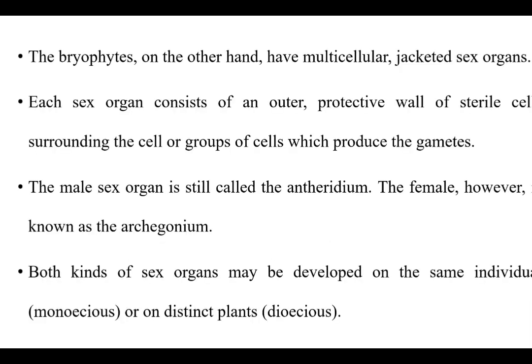So the bryophyte has multicellular jacketed sex organs. Jacketed sex organ means a jacket cell is present around the sex organs of bryophytes. That means they have a protective sterile cell surrounding their gametes. The male sex organ is called antheridium and the female sex organ is called archegonium. Both sex organs are borne on the gametophytic plant of the bryophyte.